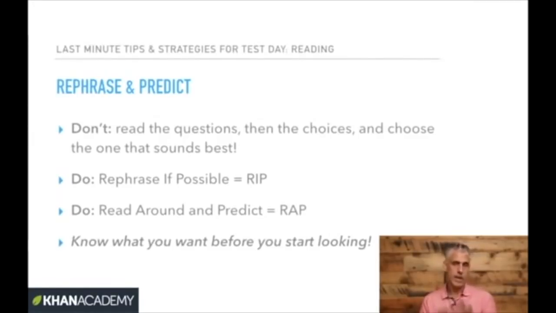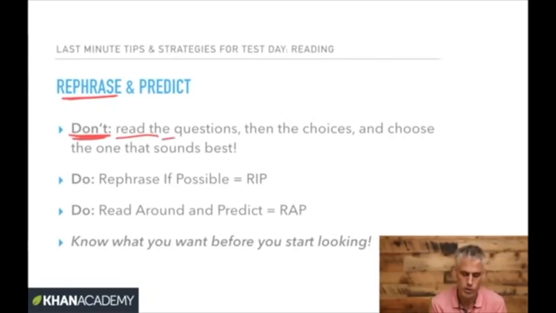Okay, the next big reading strategy I want to talk about is just a follow-on of this active reading, and that is two critical things. One of them is rephrasing, and one of them is predicting. Rephrasing is a way of getting control of a question. A lot of these questions just kind of peter out at the end, and they don't actually have a question mark. This is the reading section. What I want you to avoid at all costs is doing this.